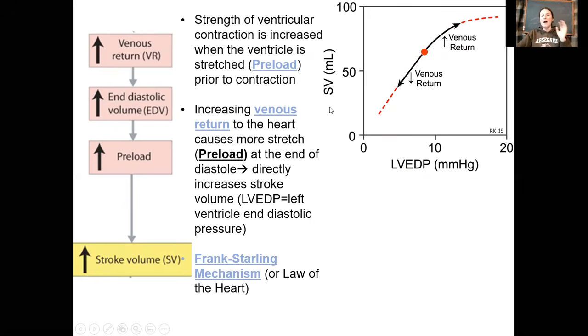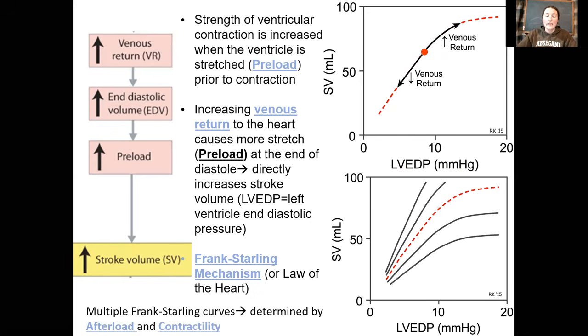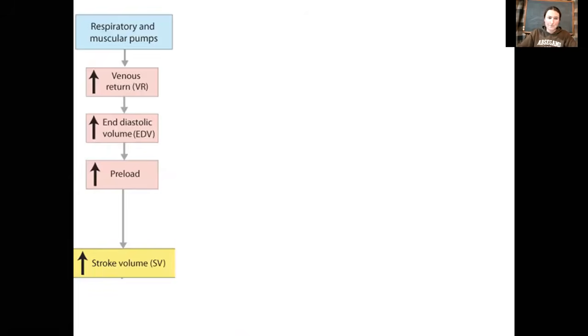Okay. The Frank-Starling mechanism, or the law of the heart, states that, this is called, right, the Frank-Starling mechanism, or the law of the heart. Okay, so that is the name of this particular relationship. And I can point out that there is, of course, this standard healthy resting Frank-Starling curve, but it's not the only curve. In fact, the other two factors here, afterload and contractility, can shift the curve up or down. So it's not just preload, it's also these other two factors.